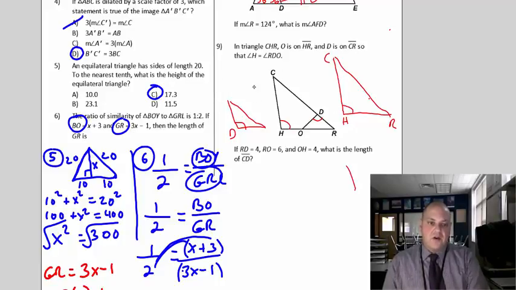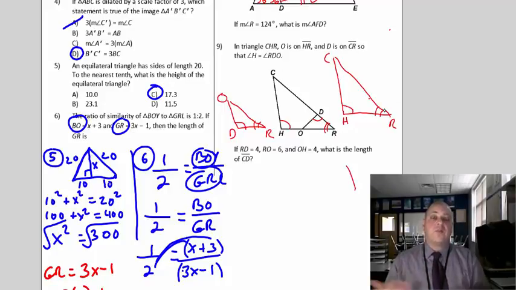And then I have R, and then I have O. I'm putting the R there because angle R is a shared angle. Now, if angle R is a shared angle, I know angle R corresponds to R. So, now I know my corresponding pieces. I know D corresponds to H, R corresponds to R, and O corresponds to C.